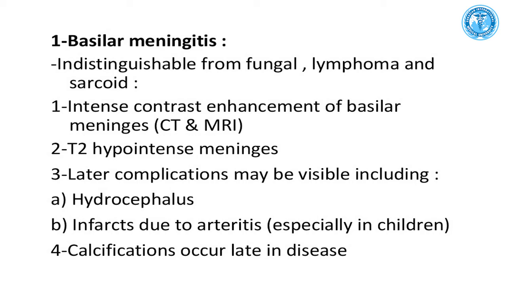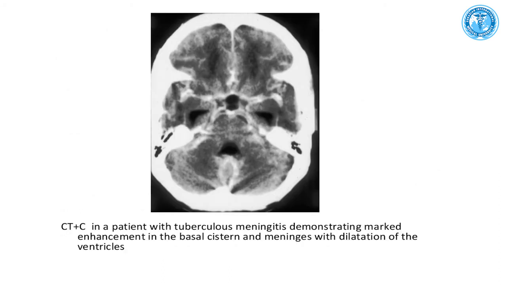Later complications may be visible, including A. hydrocephalus, B. infarct due to arteritis, especially in children, and C. calcifications, which occur late in disease. CT in a patient with tuberculous meningitis demonstrating marked enhancement in the basal cistern and meninges with dilatation of the ventricles.